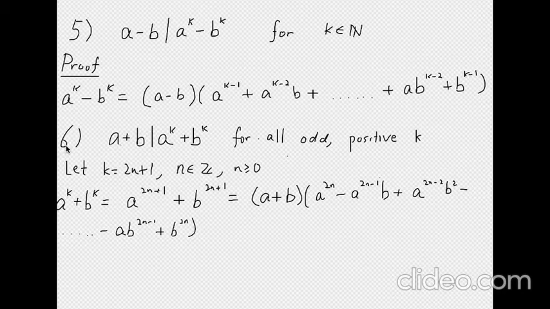Similarly, we can prove the sixth property, which says that a plus b divides a to the k plus b to the k for all odd positive k. We let k equals 2n plus 1, where n is a non-negative integer. This way, k will always satisfy the criteria of being odd and positive. By substitution, a to the k plus b to the k equals a to the 2n plus 1 plus b to the 2n plus 1, which can be factored in this way. The second factor will always have terms alternating in sign.